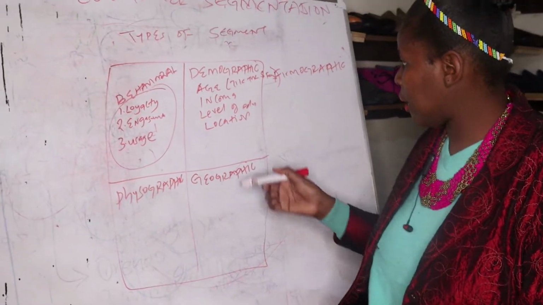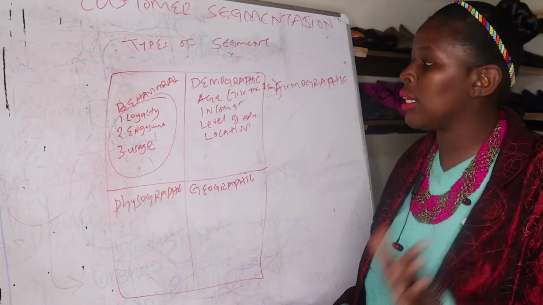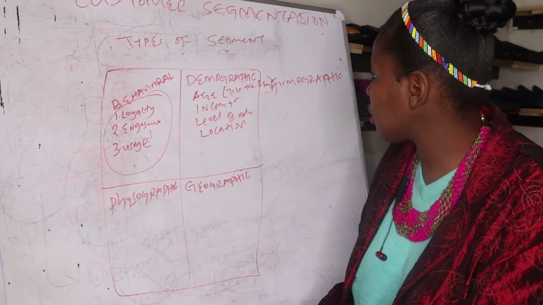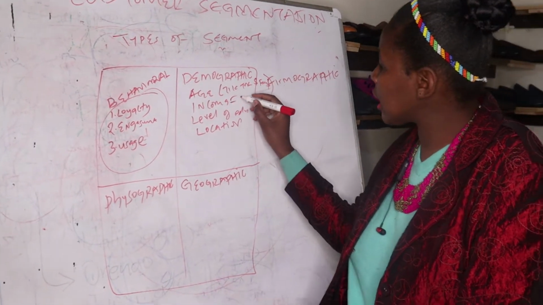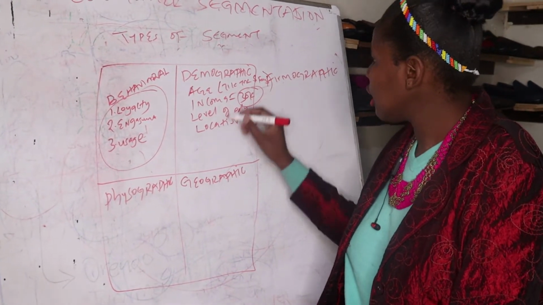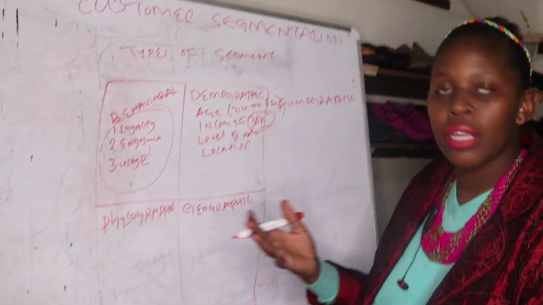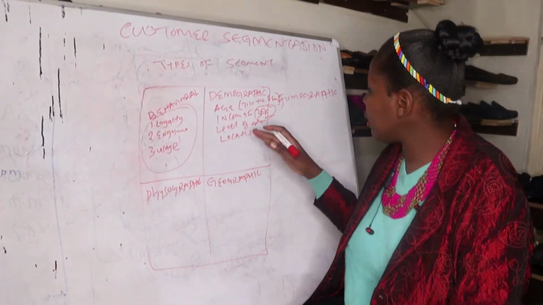Let's talk about income. Who do you want to serve? In the previous episode we talked about Daisy earning 30,000 shillings. So if Daisy is earning 30,000 shillings, do you want to keep her or do you want to fire her? Depending on the product you're offering. And then the level of education.